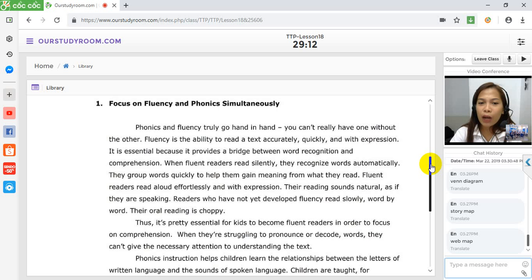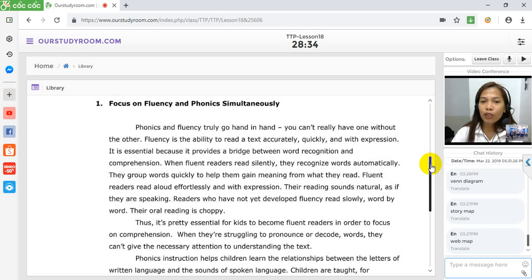Okay, we focus now on fluency and phonics. What do you mean by phonics, teacher? I think phonics is important because it helps them with the sound and the pronunciation. It develops them when they face English. That's really good, teacher. Phonics is good for students when they start learning English.